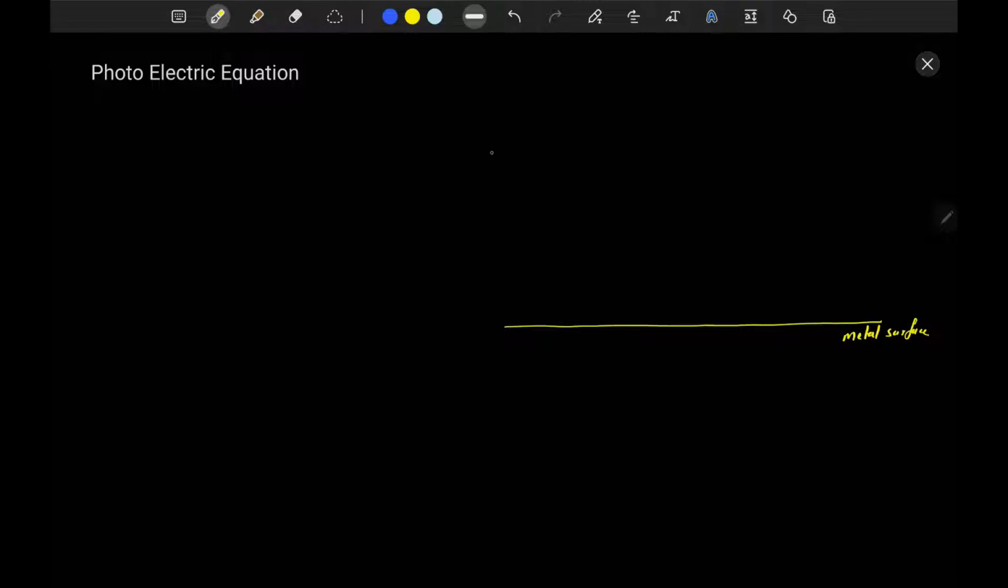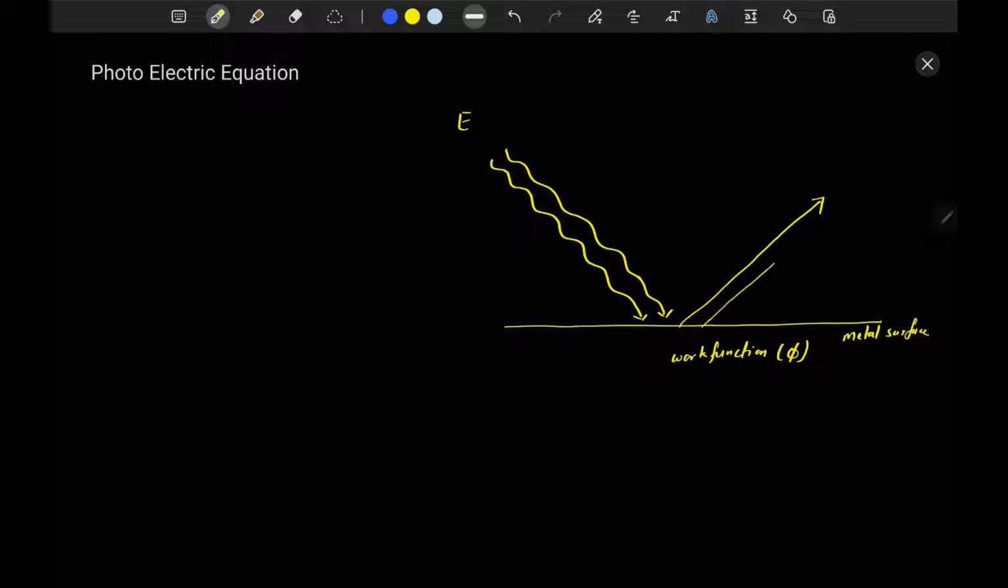When electromagnetic radiation of some energy E is incident on the metallic surface, some amount of energy is absorbed by the metal surface, called work function, denoted by phi, and after absorption of some energy the metal surface ejects some electron away with some energy, kinetic energy.